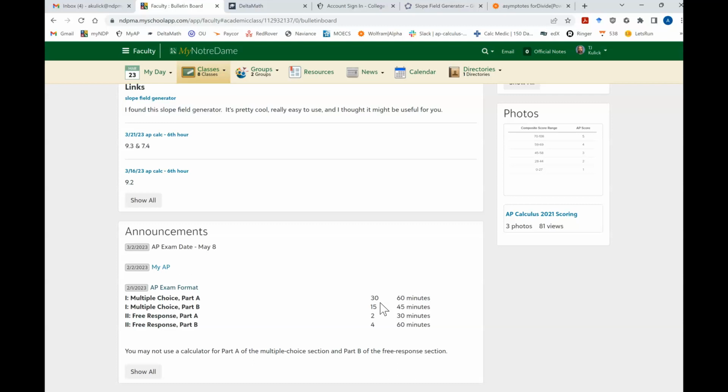Unless you're the kid that's gonna get a perfect score, maybe. I kind of want that plaque though, that says like, perfect. I don't think I'm gonna do that, I'm not that good at calculus.